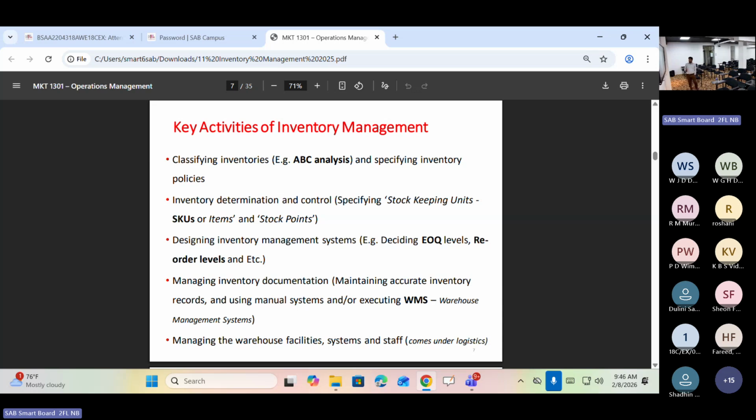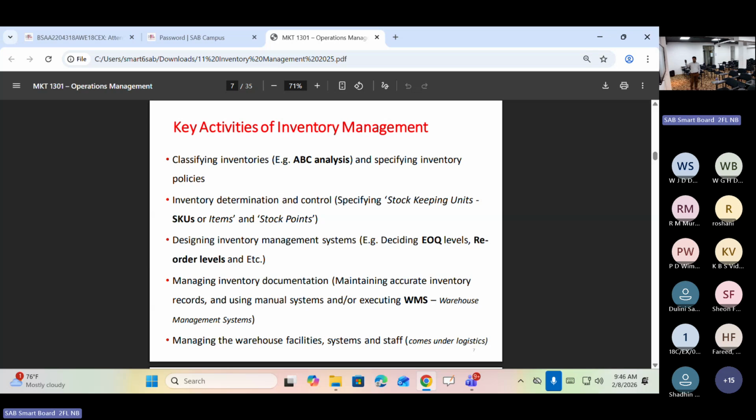I will take a 10 minutes break, but after that I will discuss some of these selected inventory management activities, like the first one, inventory classifications. This technique is called ABC analysis, ABC classification, and accordingly specify inventory policies. And I will also discuss with you some inventory management systems and the basic economic order quantity models and some calculations, at least we have to do.